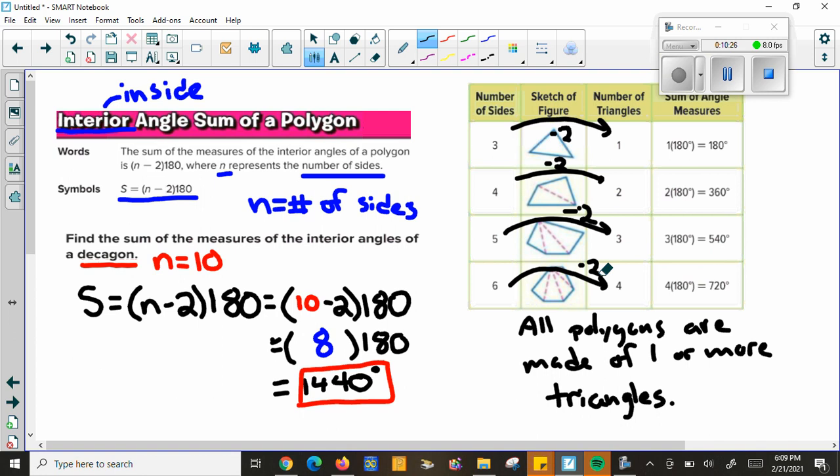Let's go ahead and we'll use the equation on a few more shapes, and then we're going to look at what if I just want to know one of them.